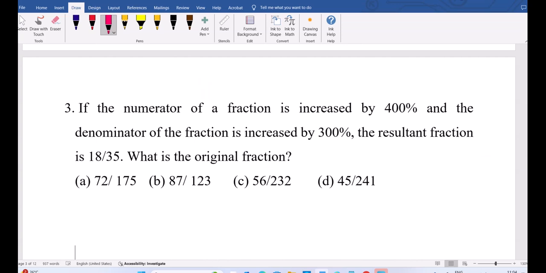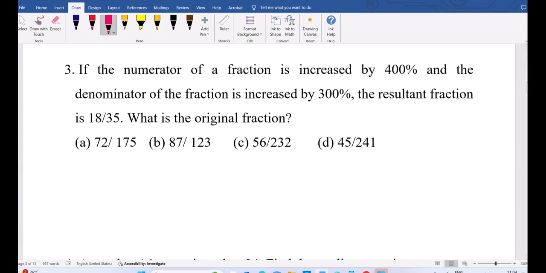Now the next question: the numerator of a fraction is increased by 400 percent and the denominator of the fraction is increased by 300 percent. The resultant fraction is 18 by 13. What is the original one? Originally, let us say x by y, but the numerator is increased by 400 percent, which means it's multiplied by 5. Why, sir? I'll let you know. Increase by 300% means it's multiplied by 4.